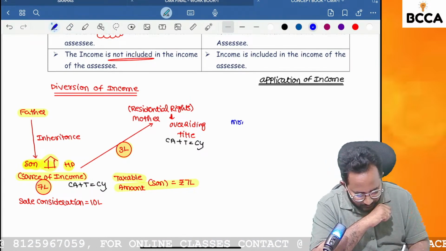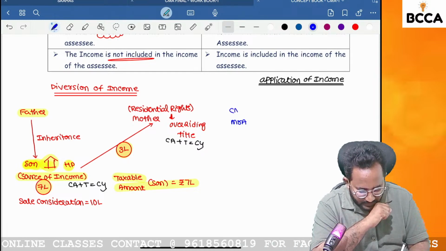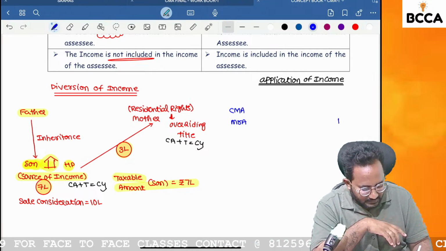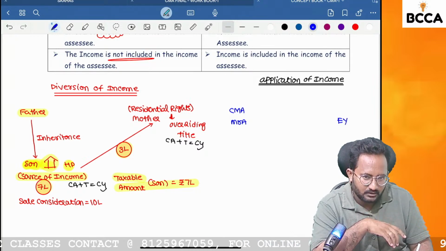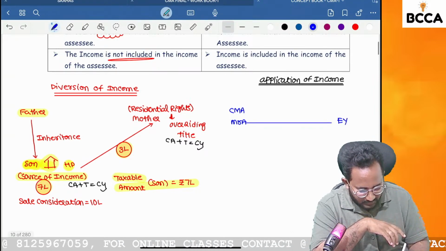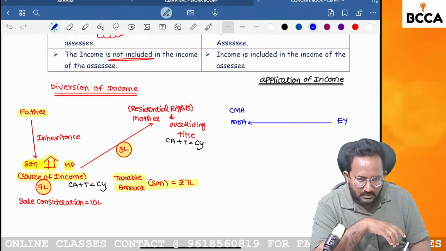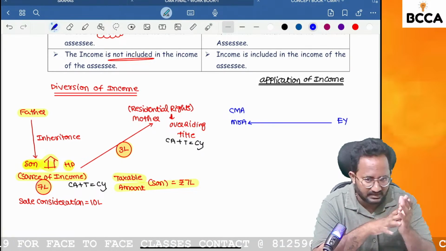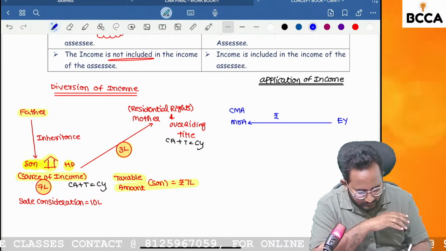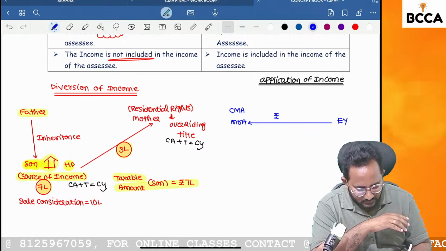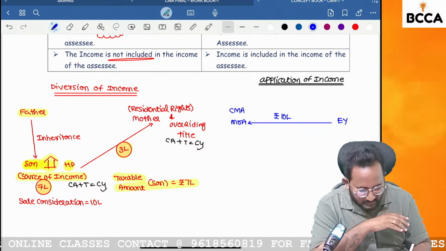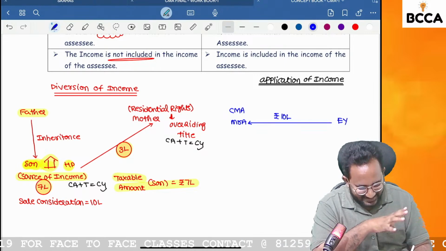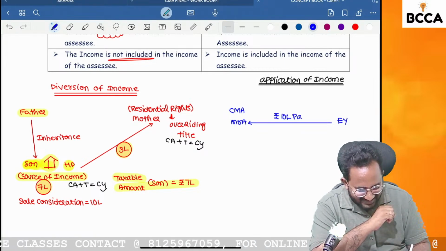Mr. A is a qualified cost and management accountant. He received the salary from EY. Not the first month salary, I want to give it as a yearly salary. Suppose 10 lakh per annum. If you want to earn more, that is also okay for me. 10 lakh per annum, not monthly.